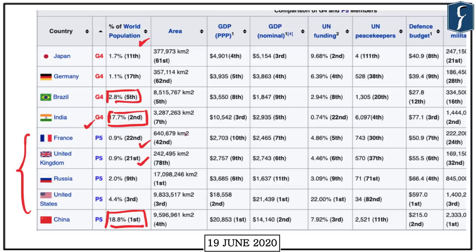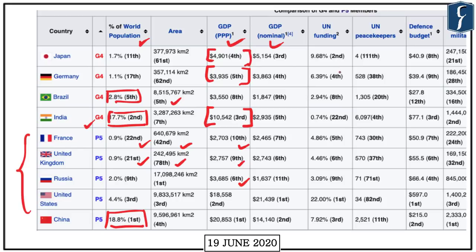Similarly, if we talk about area, much smaller countries like France and UK have been represented, whereas the fifth largest country as far as geographical area is concerned, that is Brazil, is not represented. Then talking about GDP, both on PPP as well as nominal. In purchasing power parity terms, the world's third largest economy, combined with the fourth and fifth, are not represented at UNSC, whereas the 10th, ninth, and 6th have been given a place at UNSC.